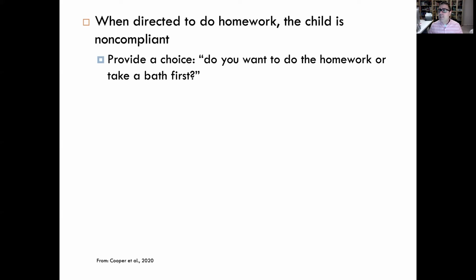Now, one antecedent intervention is actually to provide individual choice. And we've known now that choices are reinforcing. People like choices. So if you can say, hey, do you want to do your homework or take a bath first? So essentially the kid is going to have to do the homework, but you might be manipulating the environment to get the homework to occur at a time that is a little better for the child. So maybe taking a bath is worse than doing the homework. So now the child is more likely to do the homework. Or maybe the child will take a bath, but then will have to do the homework as agreed.